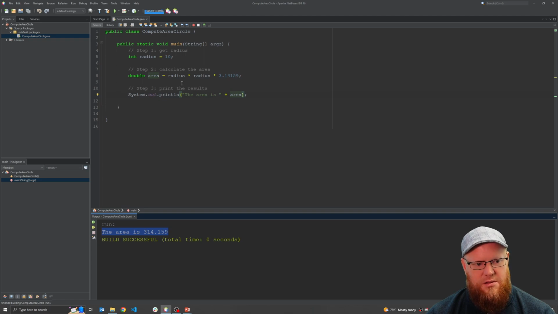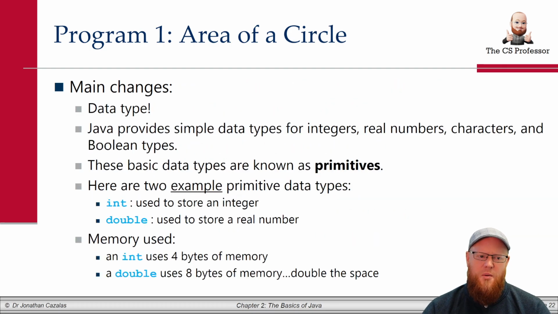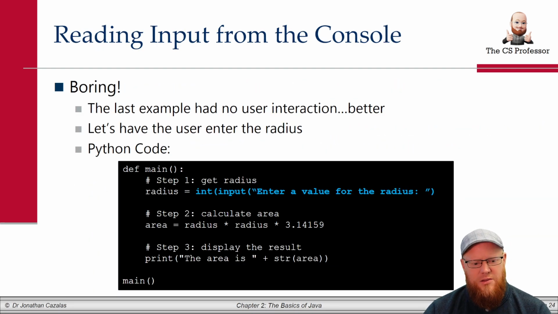The area is that. I can change the radius, make it 5, run it again. The area is 78.54. So here's our first program. Pretty straightforward, not too bad. But I would argue it's kind of boring.